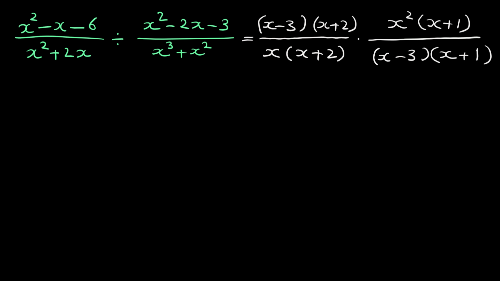Again, we look for common factors. X minus 3 with x minus 3 cancels. X plus 1 with x plus 1 cancels. X plus 2 with x plus 2 cancels. And x to the 2 from the numerator with x from the denominator: x to the 2 divided by x is x. So the answer is x, because we cancel one x from x to the 2, since x to the 2 is x times x. One x from this cancels with x here, and one x remains in the numerator. So the answer is x over 1, or simply x.